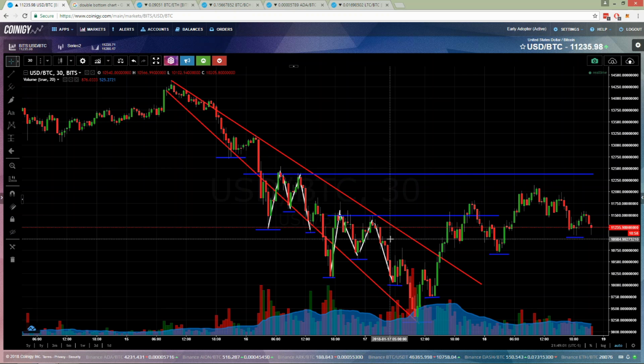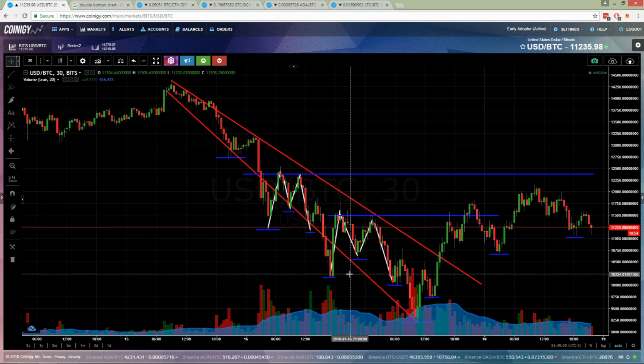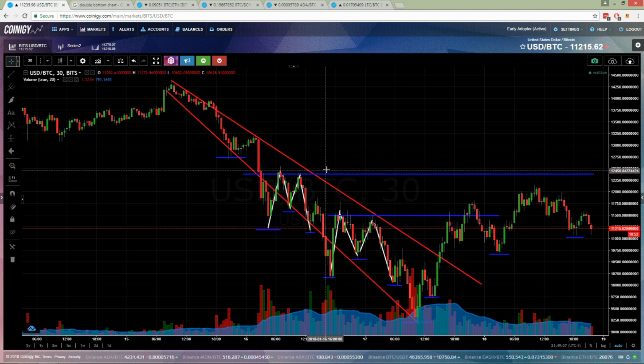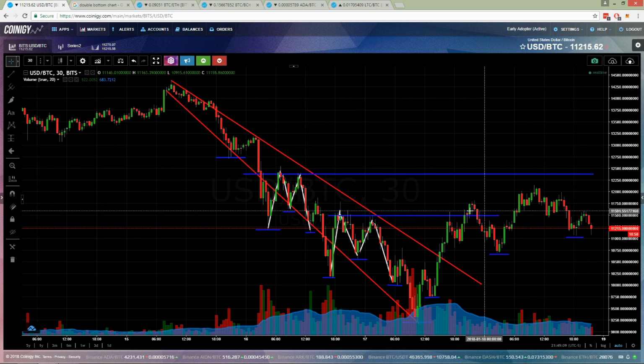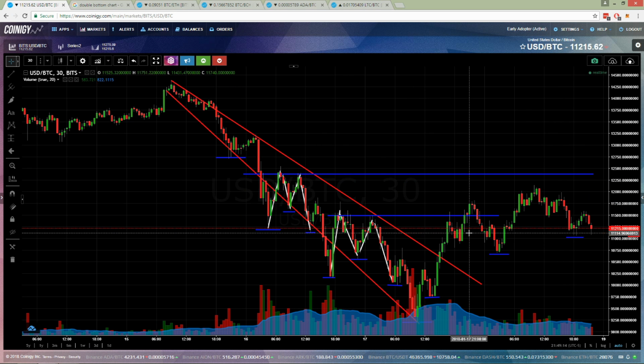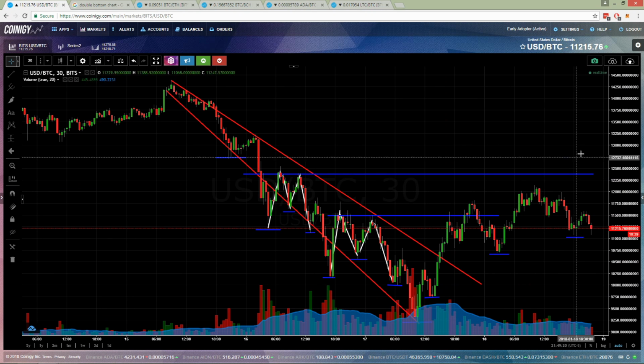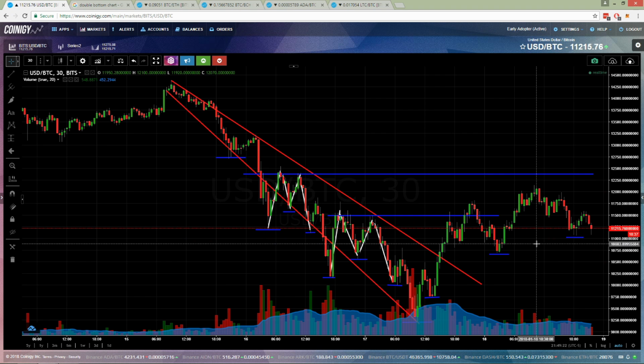It's not a perfect world, so these don't form perfectly and we don't always get a textbook pattern, but it gives you an indication, and we can see by these lines that we've drawn, our necklines, our confirmation lines, that the price is on the rebound. It's recovering now. It's going to start to head back up to where it was.